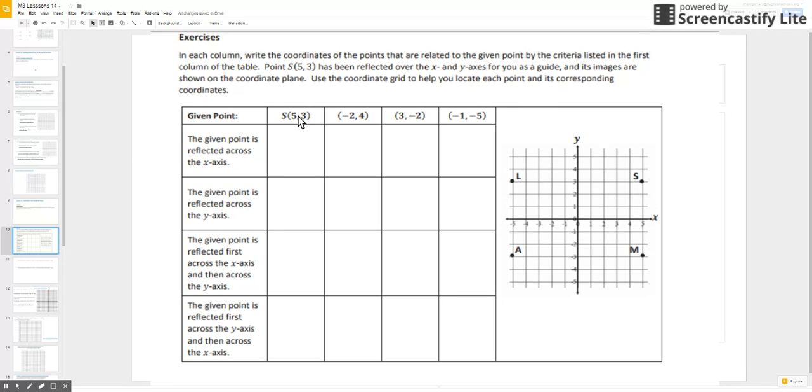So what we're going to do is kind of do the first two columns together. I'm going to do these two columns with you. We're going to fill them out, and your job is you're going to fill out the second portion over here. All right, so let's go ahead and get to it.